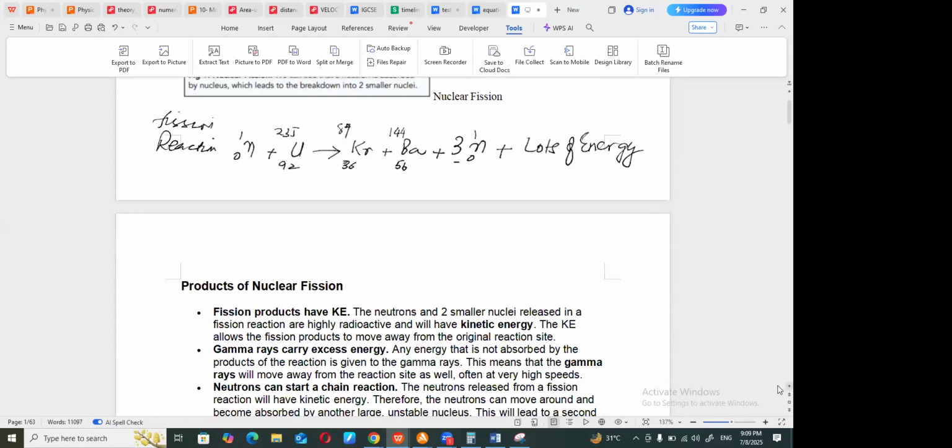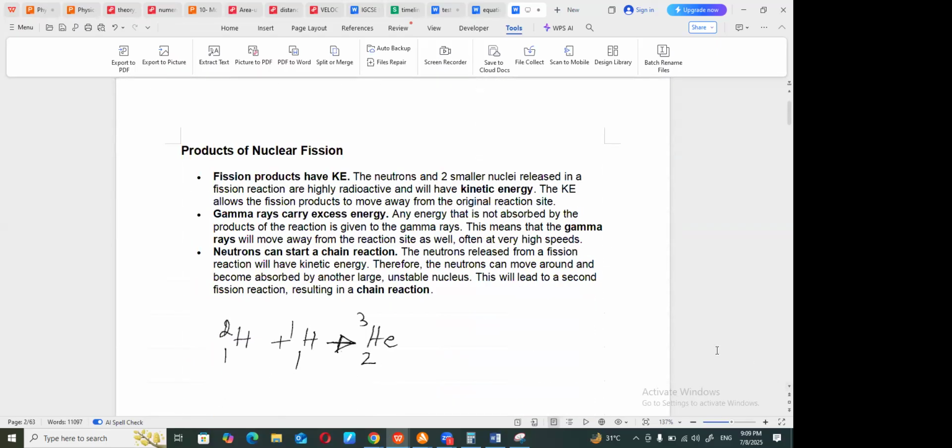Then we have the products. The fission products have kinetic energy. The neutrons and the 2 smaller nuclei released in the fission reaction are highly radioactive and have kinetic energy. The kinetic energy allows the fission products to move away from the original reaction site. Gamma rays carry an excess amount of energy. This is one of the products. And neutrons can start a chain reaction. This is very interesting. This is an exothermic reaction.